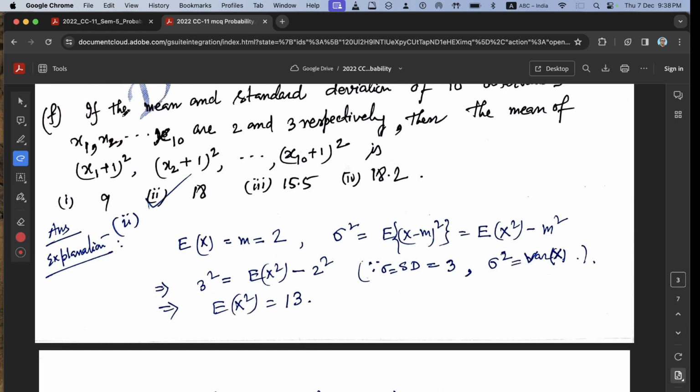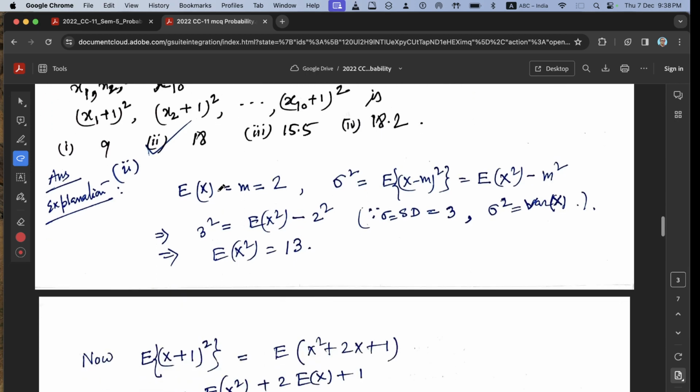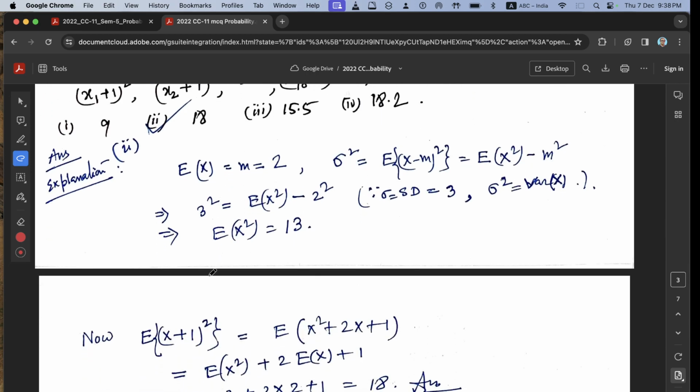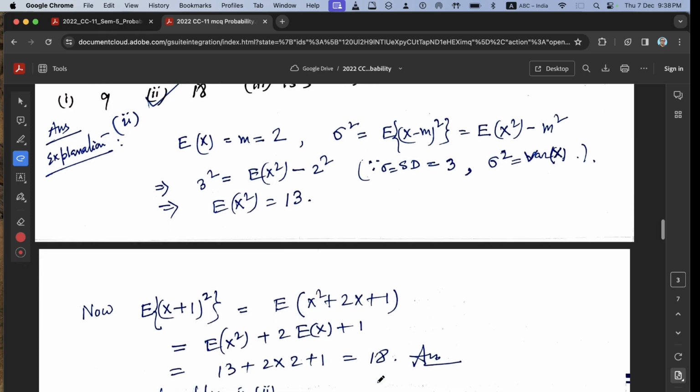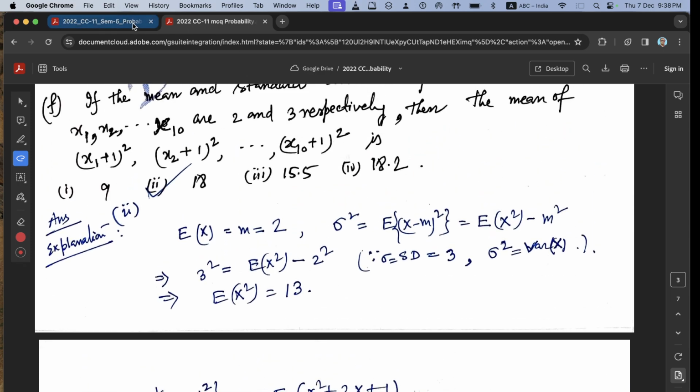Now this is the variable, (x1+1)^2, (x2+1)^2, and so on. So we can write this as the expectation of (X+1)^2. Expanding, this equals the expectation of (X^2 + 2X + 1), that is E of X squared plus 2 E of X plus 1. E of X squared equals 13 and E of X equals 2, so 13 + 2 into 2 + 1 equals 18. Hence the correct option is 2.